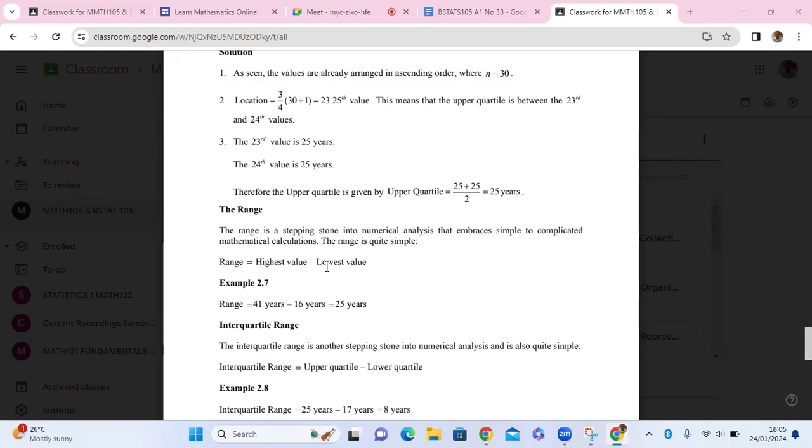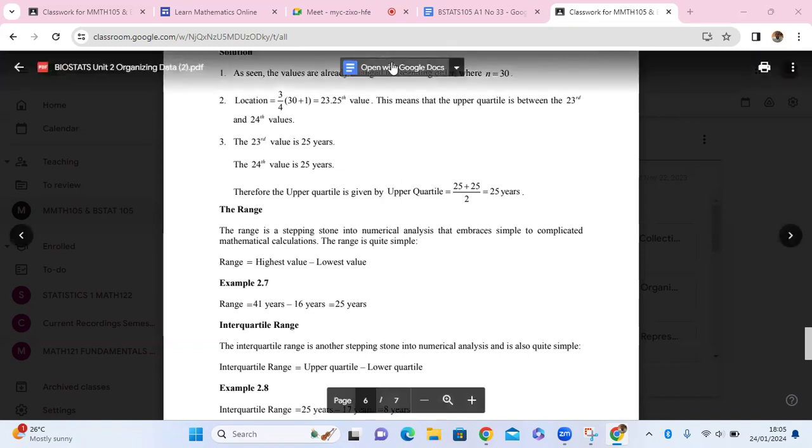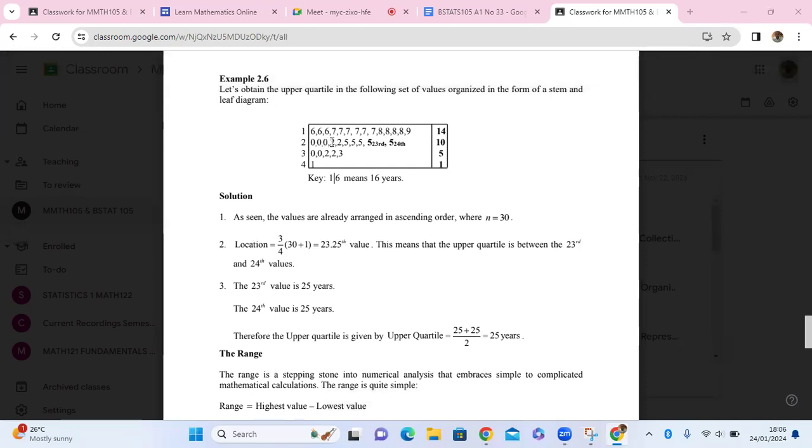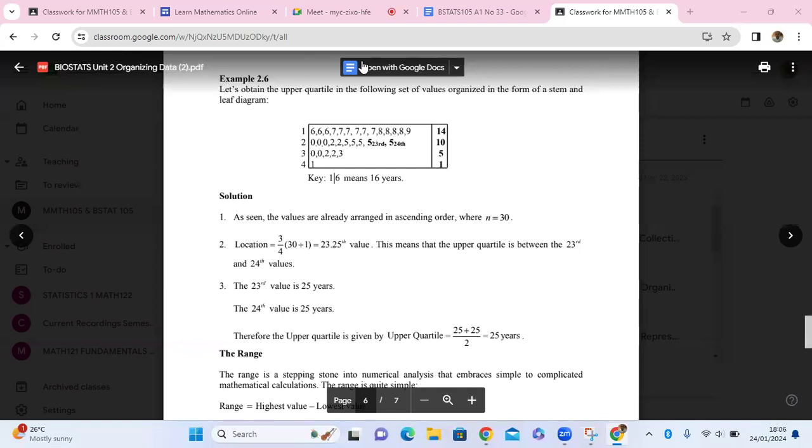Very simple calculation. It appears in this data set, the highest value was 41 years and the lowest value is 16 years. So the range of the ages is 25 years. Taking a second look at the stem and leaf, because the values were organized using a stem and leaf, as you can see, the highest value is 41 and the lowest value is 16. So the range is 41 subtract 16, the difference between the two. Youngest is 16, the oldest is 41.